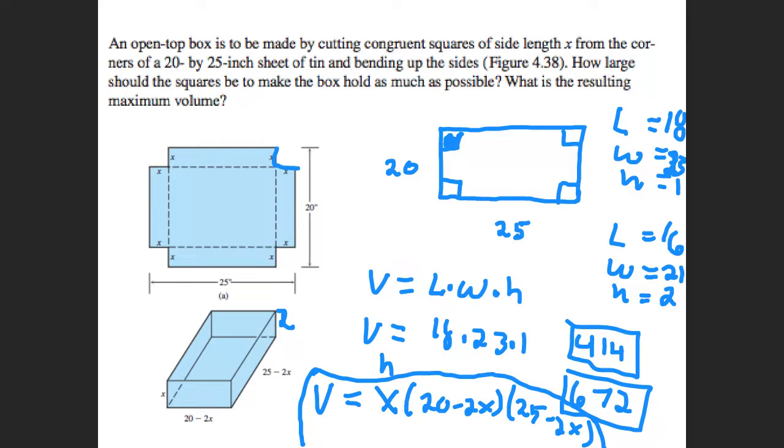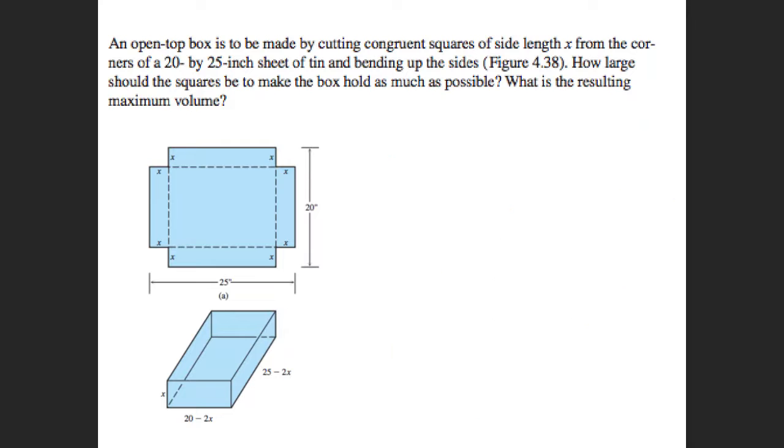All right, so I'm going to erase this. And then I'm going to make my pen a little bit thinner so it doesn't take up so much room when I write. I'm going to use red here so it sticks out more. All right, so my volume is equal to x, 20 minus 2x times 25 minus 2x. Okay, so I don't want to take a derivative of this. This would be crazy to take a derivative of this. So what I'm going to do is multiply this through.